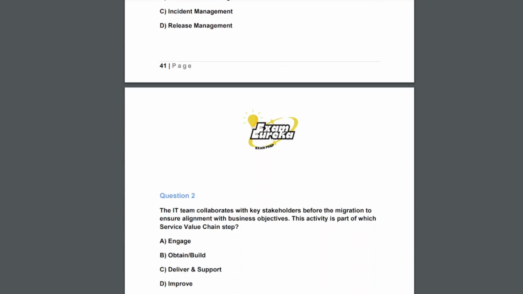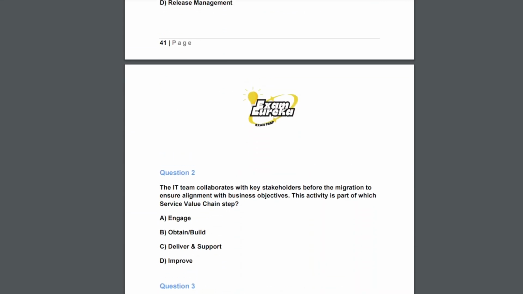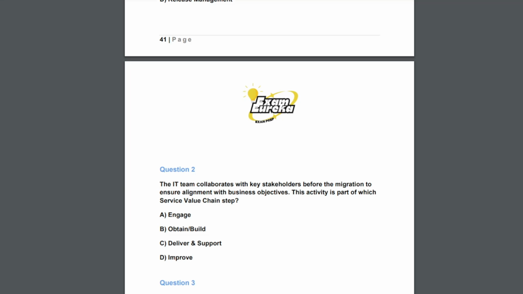Question 2. The IT team collaborates with key stakeholders before the migration to ensure alignment with business objectives. This activity is part of which service value chain step? Is it engage, obtain, build, deliver and support, or improve?